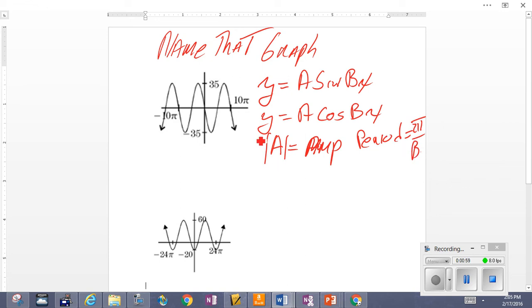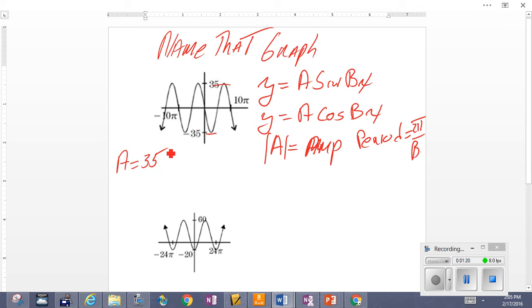Now the amplitude is hallmarked by half the distance from the high point to the low point. And that, as you can see, spans 70 units, so the amplitude is 35. Now you're going to say, is this a sine or a cosine?